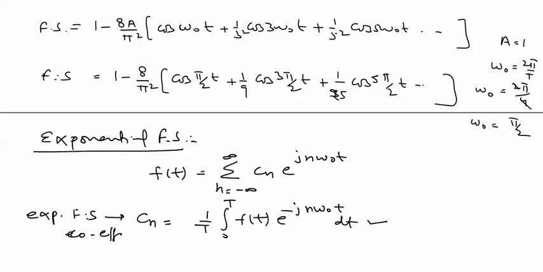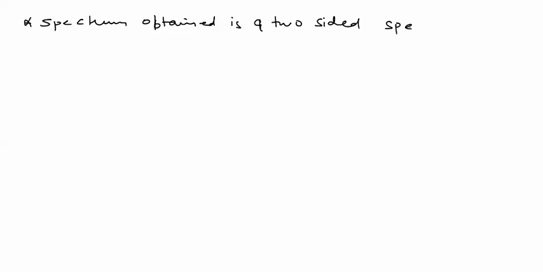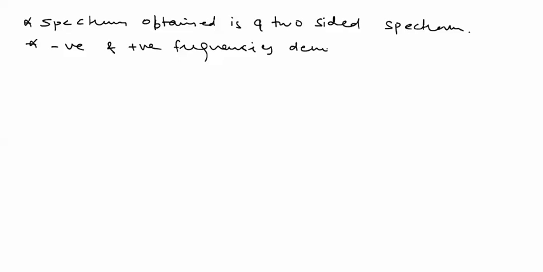With the exponential Fourier series, we get two things. The spectrum obtained is a two-sided spectrum, and second, the negative as well as positive frequencies denote opposite phase angles.